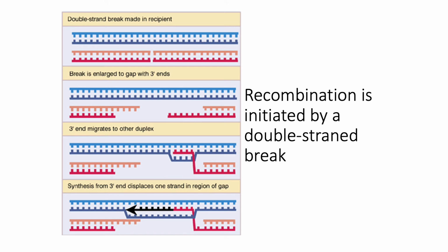And this is the same figure we looked at a few minutes ago. I'm not going to go back into detail, but again, showing you if you have this double-stranded break, then the strand that's broken can invade homologous chromosome, where it can be used as a primer to elongate off of and fill in these gaps.